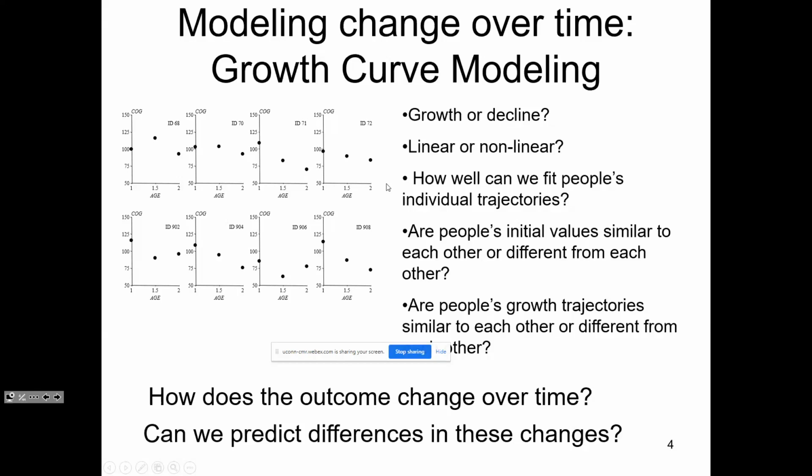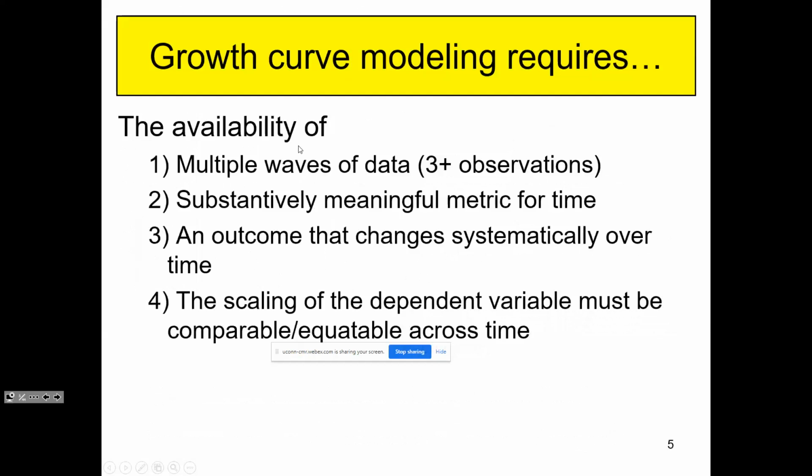And then assuming people are different from each other, and they always are, anybody who's in the social sciences knows that, right? Then can I explain those between-person differences in terms of where people start and how fast they change? So how does my outcome change over time? And how can I predict differences in those changes across time?